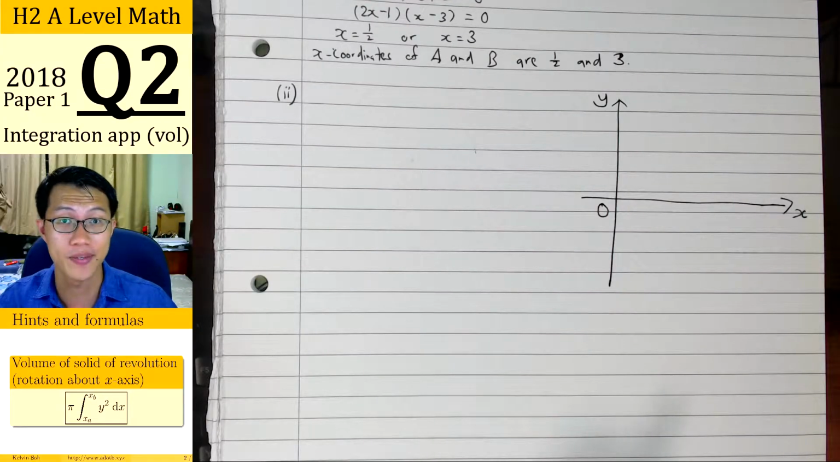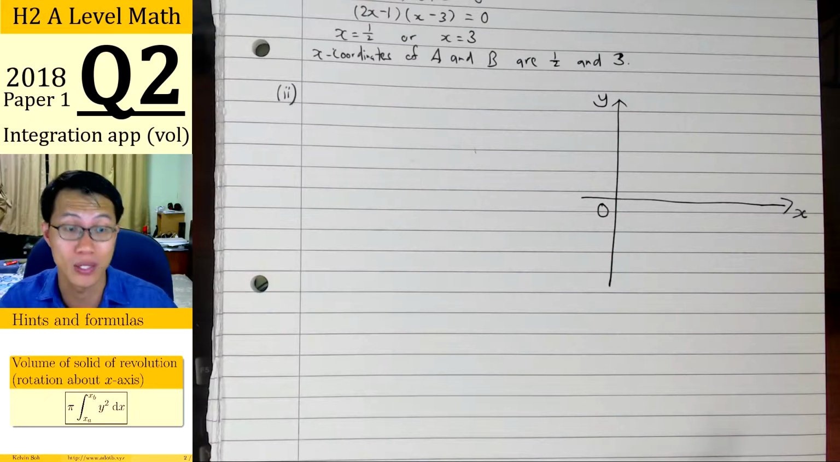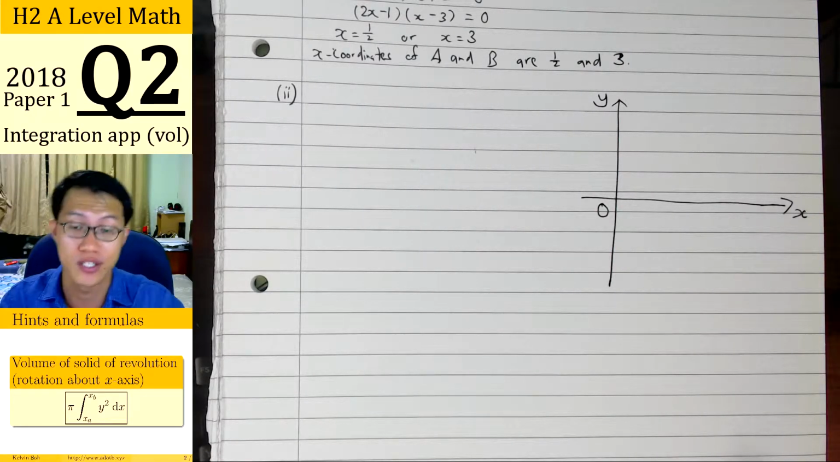In part 2 of the question, we are asked for the exact volume generated when the area bounded by the curve and the line is rotated about the x-axis. So it will be very useful to first visualize how this line and this curve look before we proceed. So let's try to draw them.